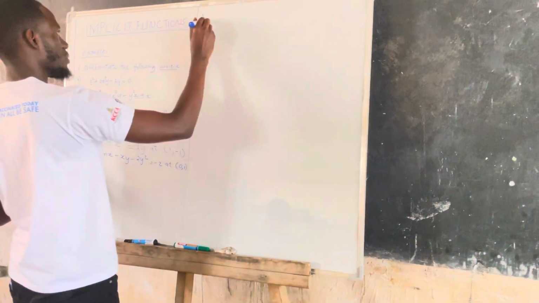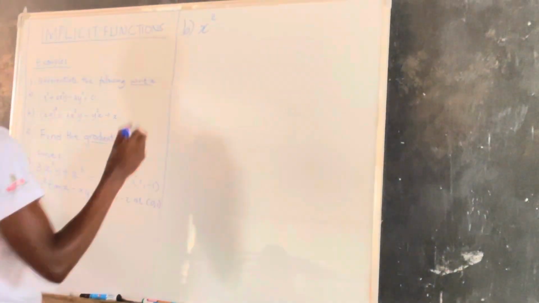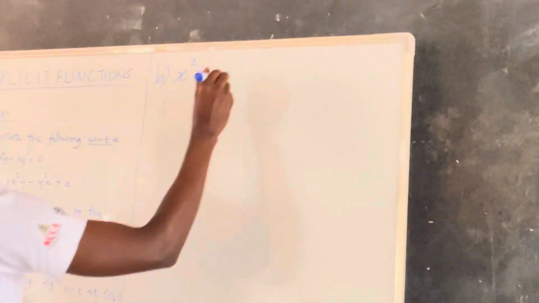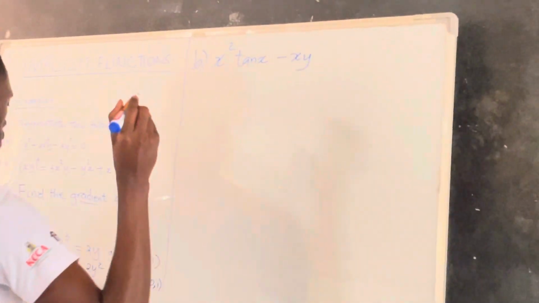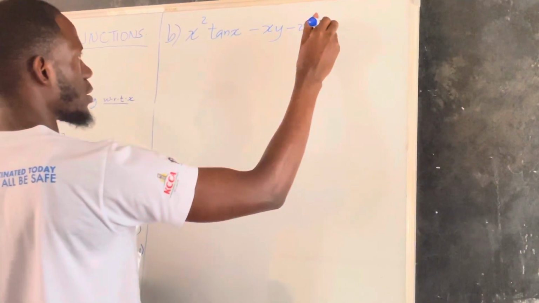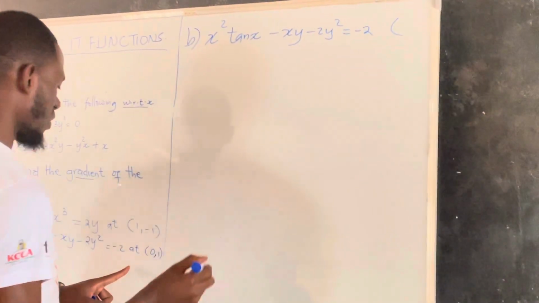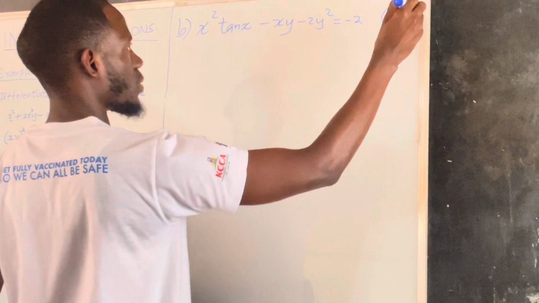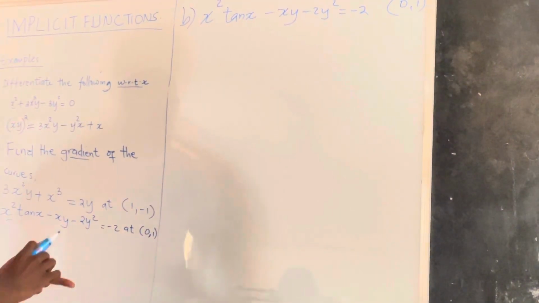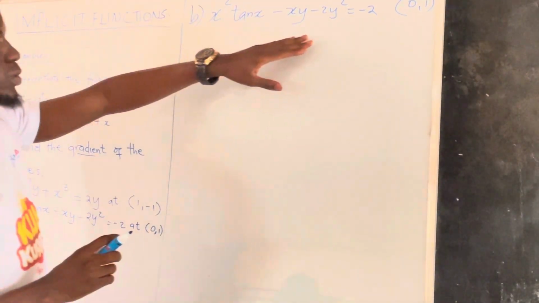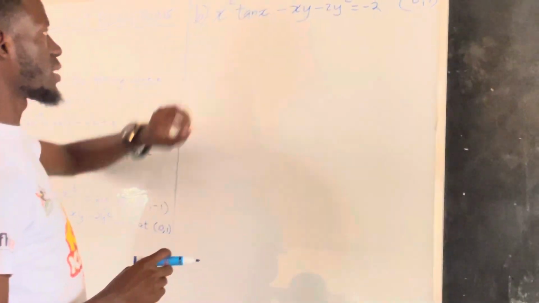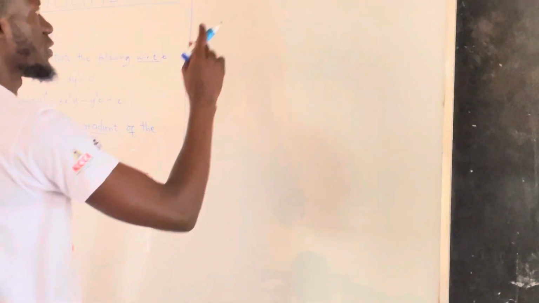So we have part B, it is x squared tan x minus xy minus 2y squared is equal to negative 2. The point they have given us is (0, 1), and we have seen that this is x, this is y. Now this is an implicit function when you look at it. It also has a trig function, tan. We know how to differentiate it.